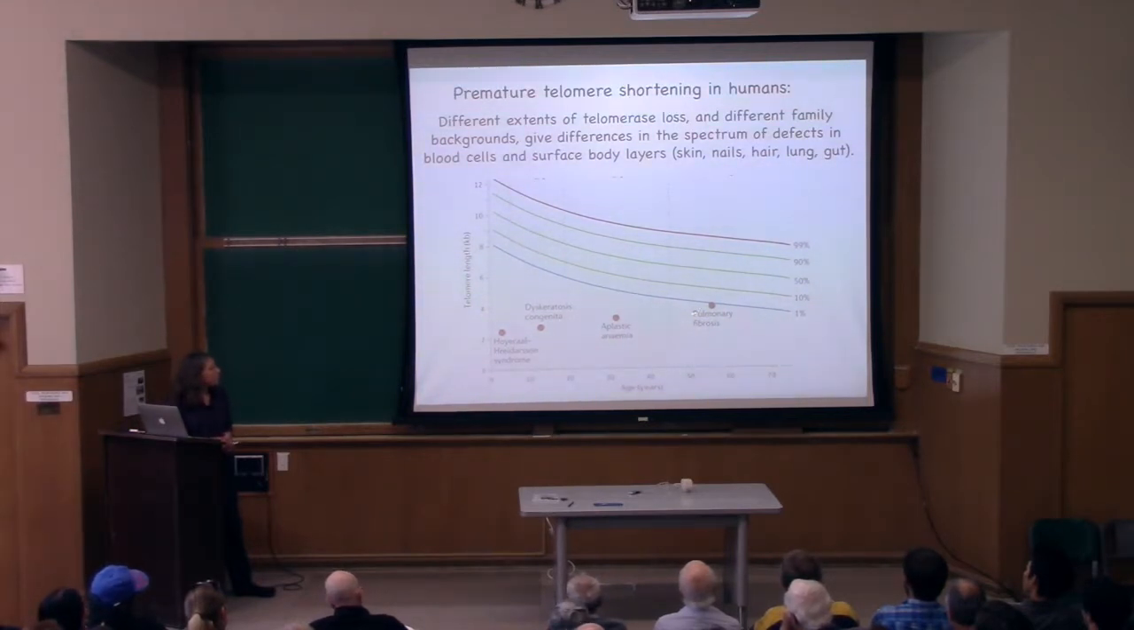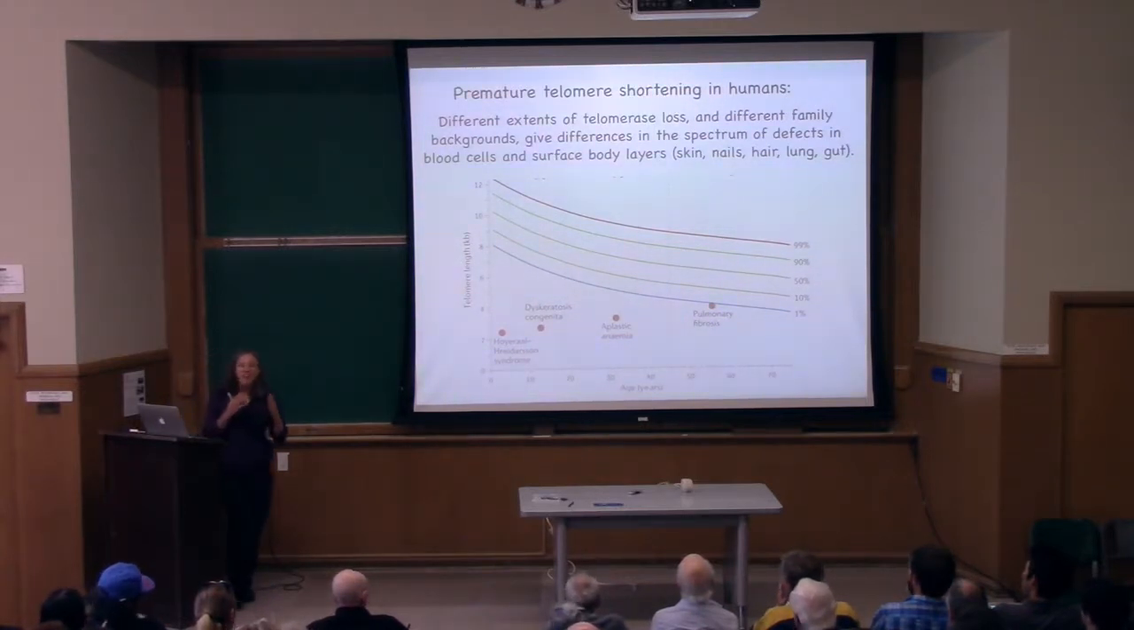And the shorter the telomeres are, the younger the age of disease onset, right? Now here, this person is only 3 when they're that short, right? And here, it took them until they were 60 to be that short. So a lot of missing telomere for the world.